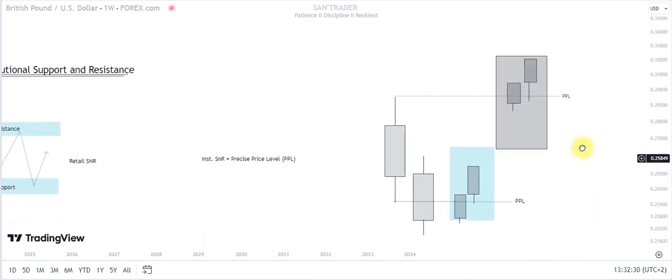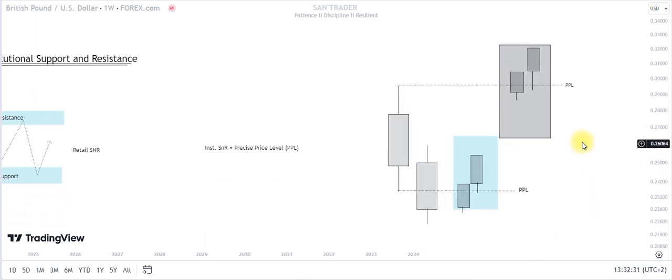So PPLs can be used for continuations, or they can be used for reversals. So in this case, we are reversing price. Can you see that? As I've said, each and every candle's high and low is your resistance. So you can also use this candle's high. You can also use this candle's side there.